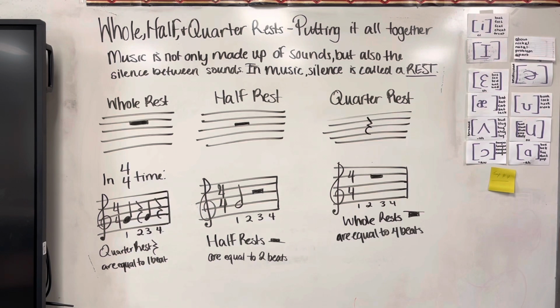The half rest receives 2 beats of silence, which means if I were to use 4 beats, and I want 2 of them to be silent, it would sound like this. Ta, ta, rest, rest. See what I mean? There's still 2 beats that are silent that I did not play. I might have kept snapping, but that was only to give time, and that's the metronome.